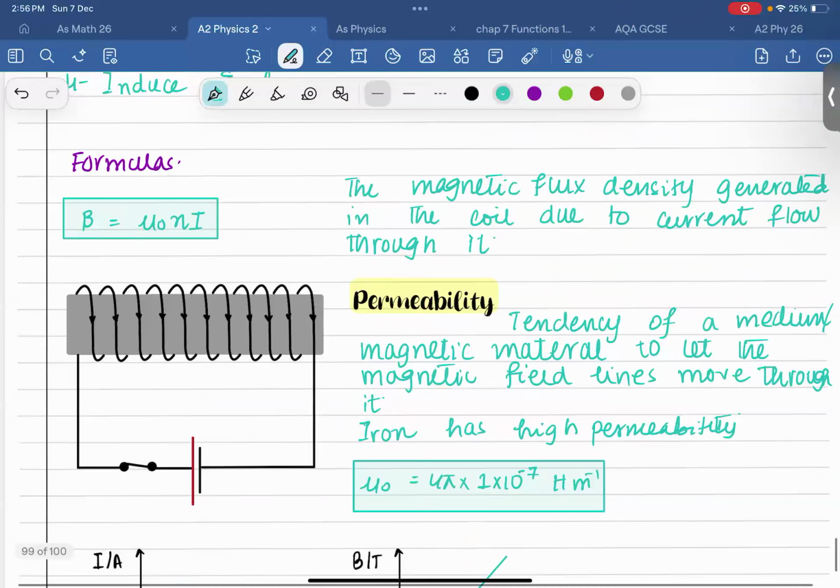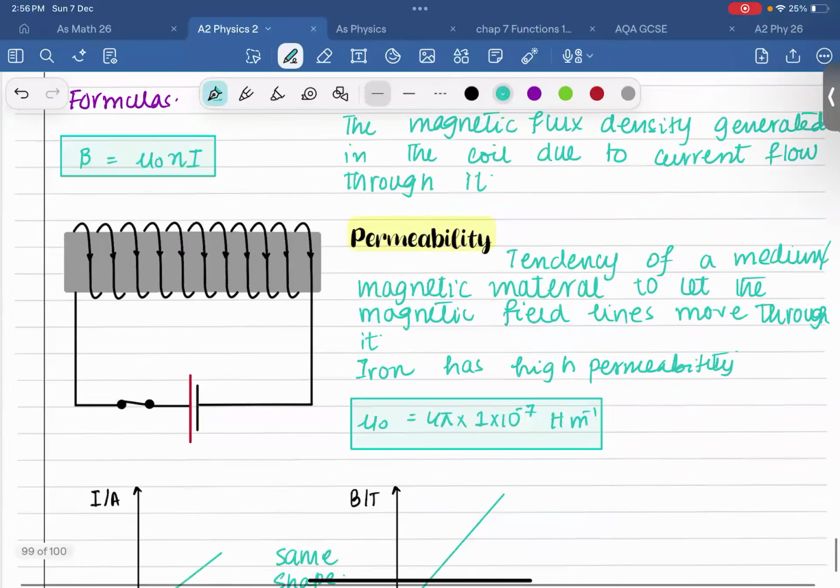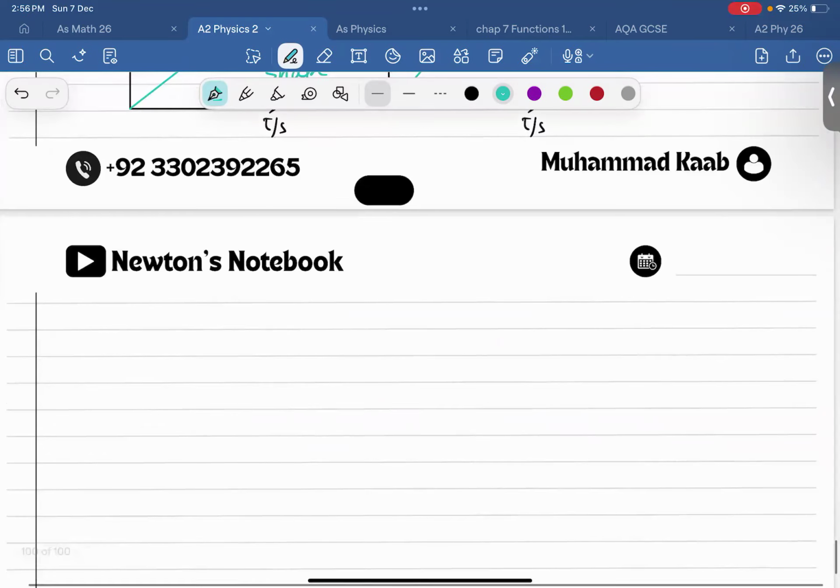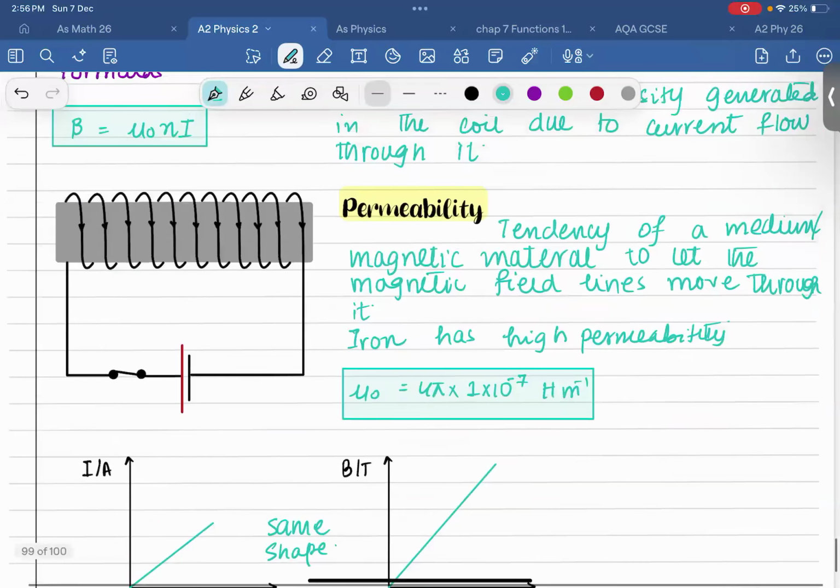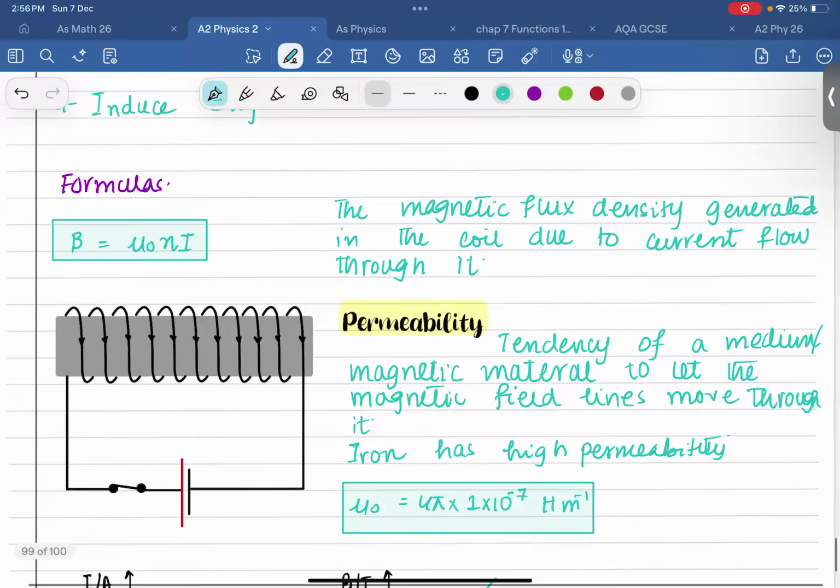Fine, fine, fine. Okay. Sir, could you scroll better? This mu naught, the units, what is that?